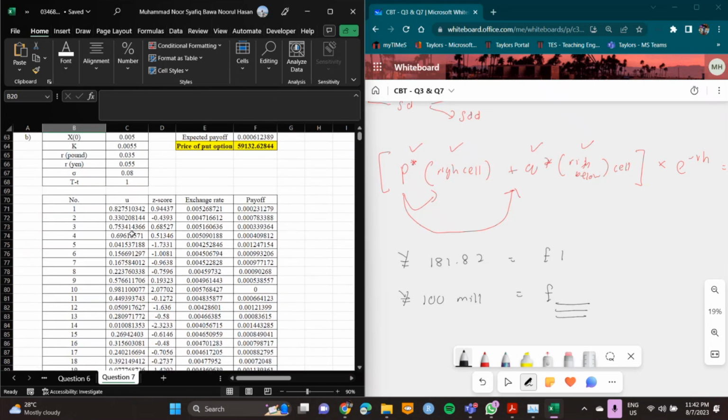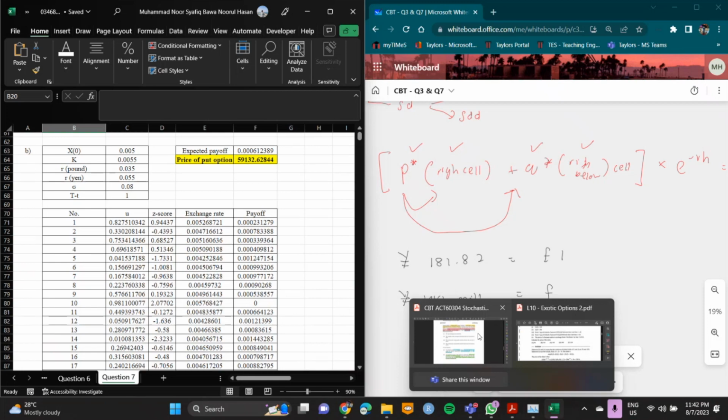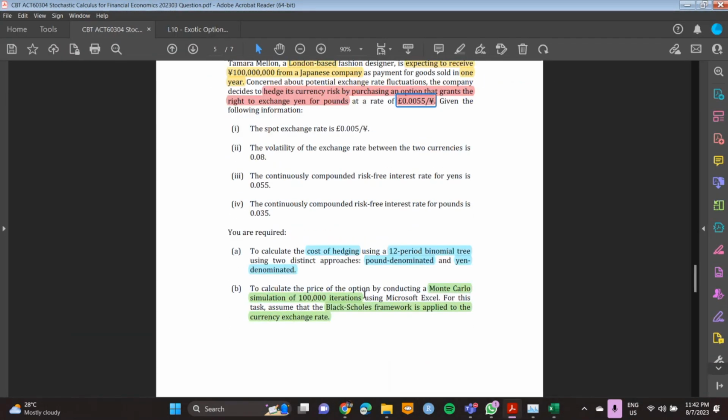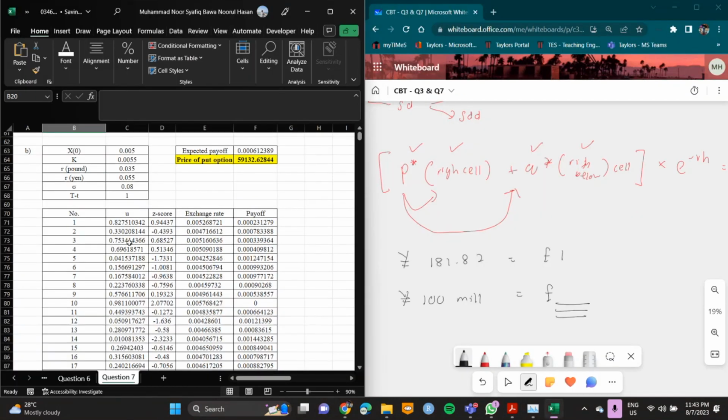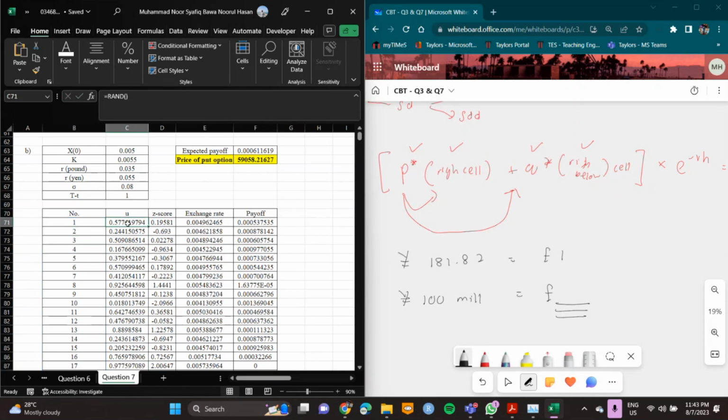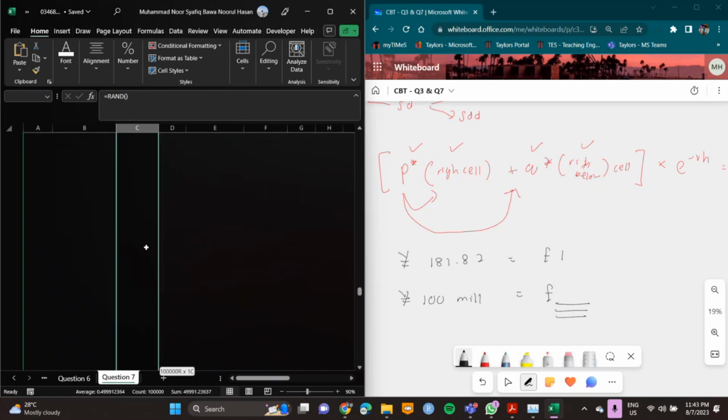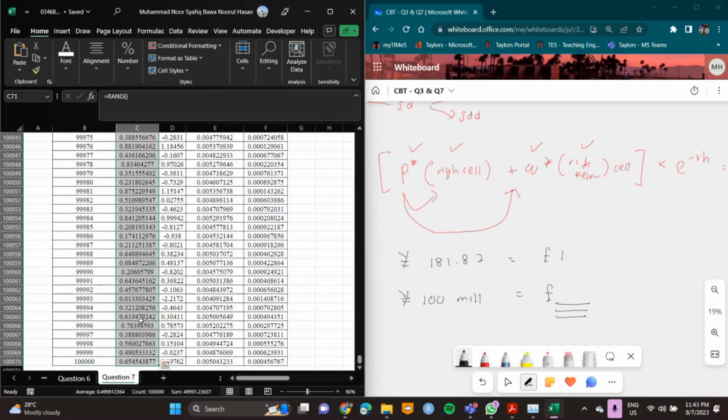And then in question B, it wants us to calculate the price of option by conducting a simulation of 1,000 iterations. So in this case, we have to create the sequence for 100,000. Sorry, the question was 100,000. And then for the value of U, we just use RAND and then the bracket. So once we do that, we can run the RAND values for 100,000. If we control shift down, we can see there's 100,000 values here.